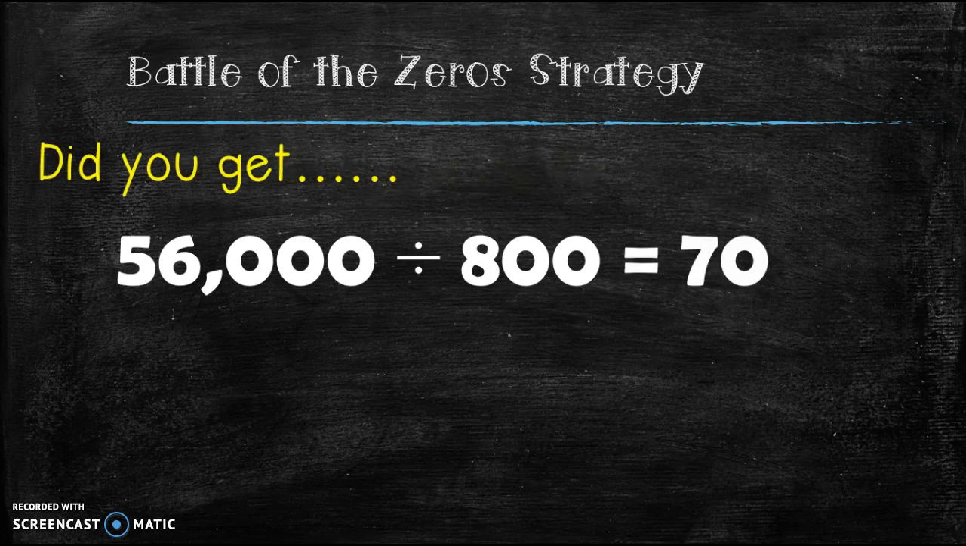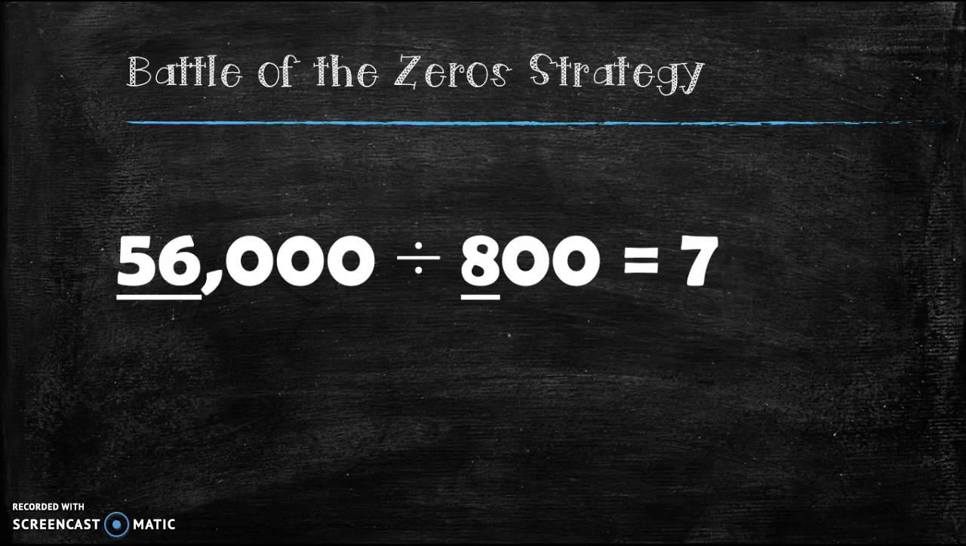Again, the first thing we're going to do is look at the answer. The answer is 70. Is that what you got? Well, let's check out how I got that answer. We're going to begin by underlining the non-zero digits. So 56 divided by 8 equals 7. Now it's time to battle.